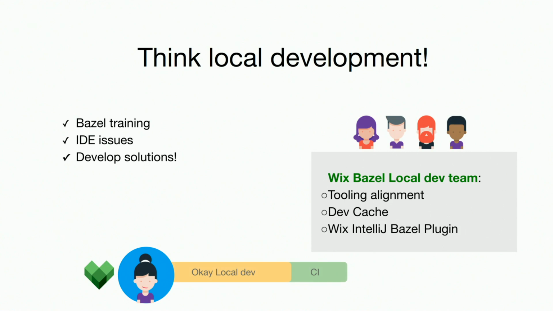Eventually, a good end to the story, at Wix we made sure that we'll do proper Bazel training for the whole R&D group. We made sure that we're really on top of any IntelliJ issue, and we reported anything to the Bazel IntelliJ repository. And when it was possible, we also contributed solutions ourselves. Whenever we hit a wall, we just develop internal solutions ourselves.